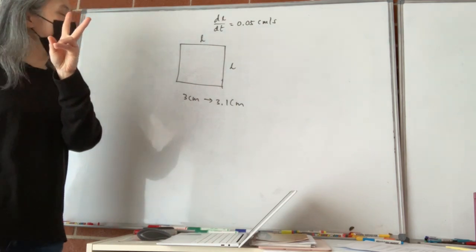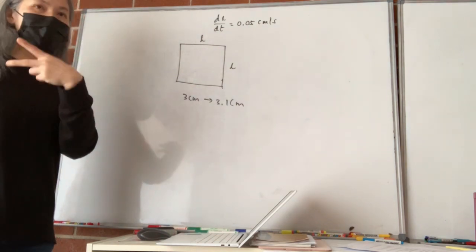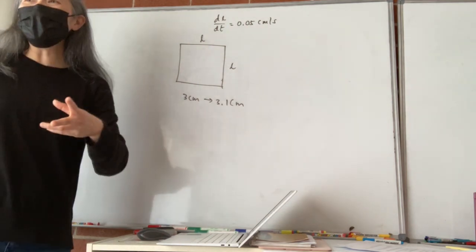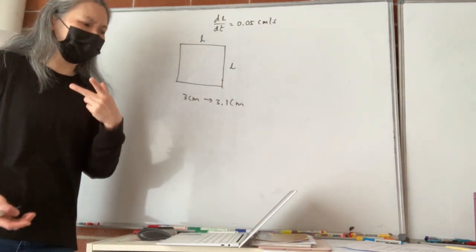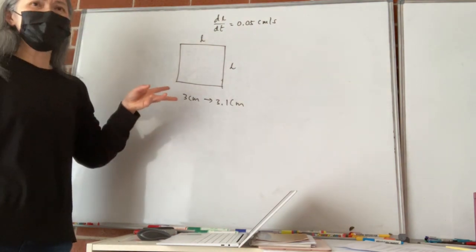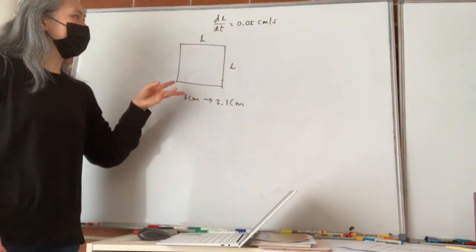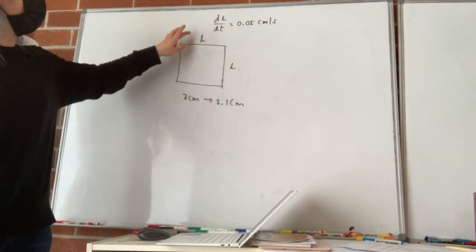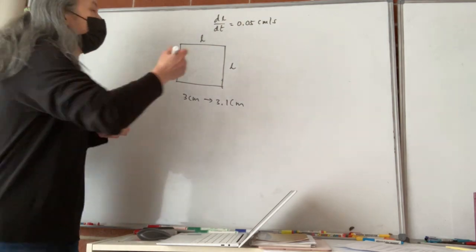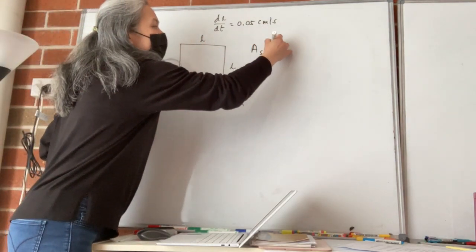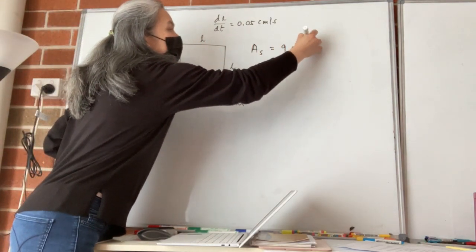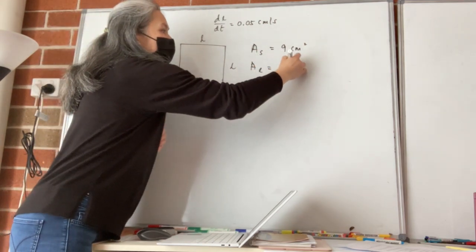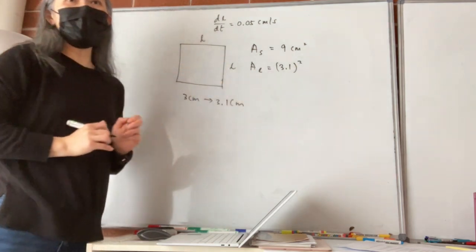And then if you have 2 seconds, what are you going to do next? What is the rate of change of the area? What's the area that you start with? It's going to be 3 times 3, right? It's going to be 9. So the area at the start is 9, and the area at the end is going to be 3.1 squared.